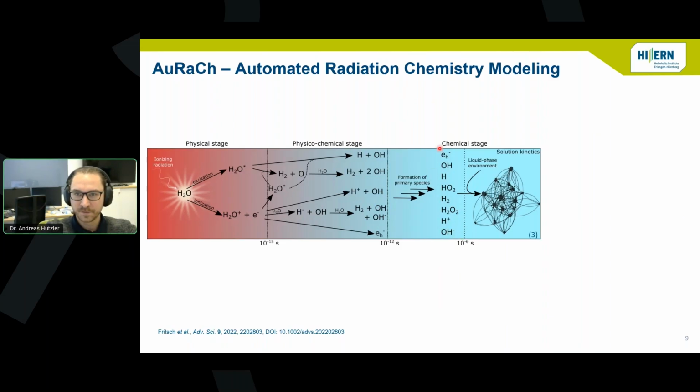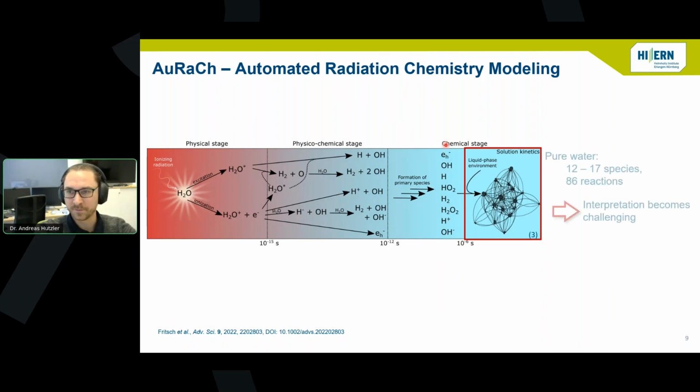When we know how much of these primary species we generate, the problem can be solved by a simple solution kinetic simulation. So we can simulate what is happening in the liquid cell chemically, but already for pure water, this ends up with 12 to 17 species, depending on the model that you use, coupled over 86 chemical reactions just for the pure water. So interpretation becomes a bit challenging, so to say.